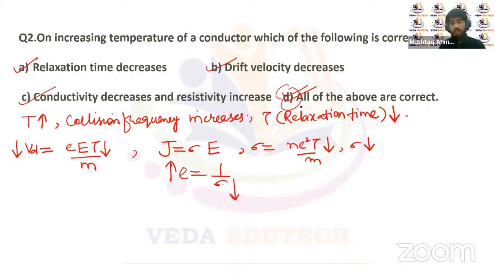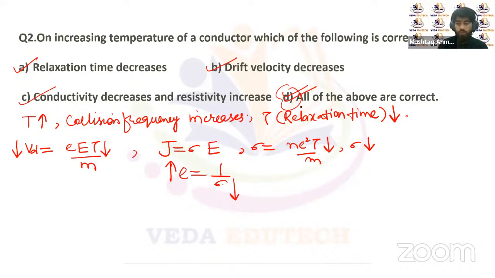So here we discussed how the drift velocity, relaxation time, conductivity, and resistivity of a conductor change upon increasing or decreasing its temperature. You can see here relaxation time decreases upon increasing the temperature, drift velocity decreases upon increasing the temperature, conductivity decreases upon increasing the temperature, and resistivity increases upon increasing the temperature, right? So these are some of the quantities that will be varying with respect to the temperature, and this will be the behavior of all these quantities upon increasing the temperature.